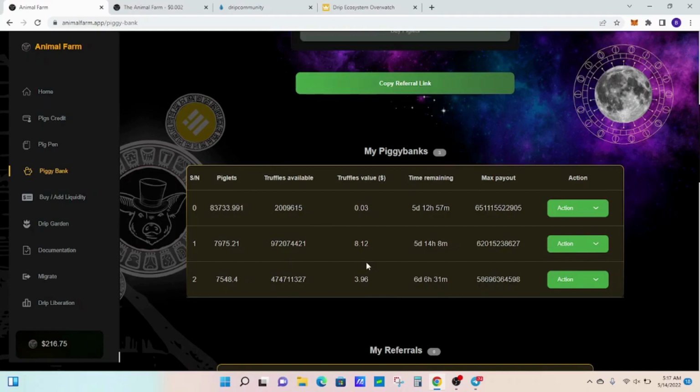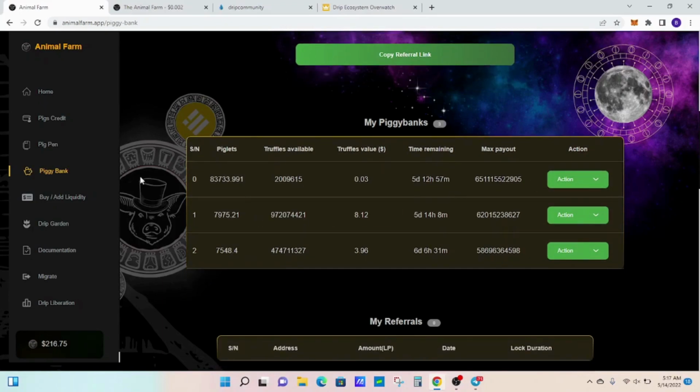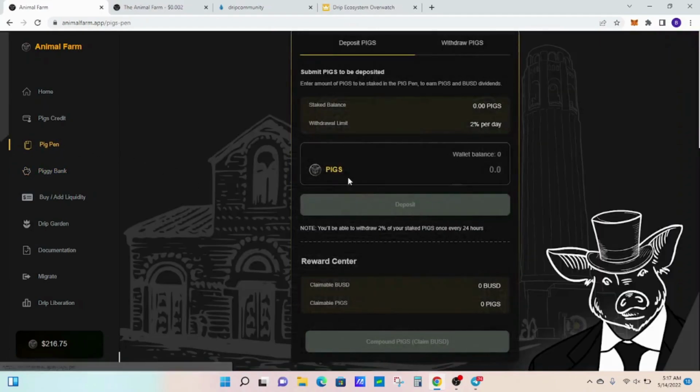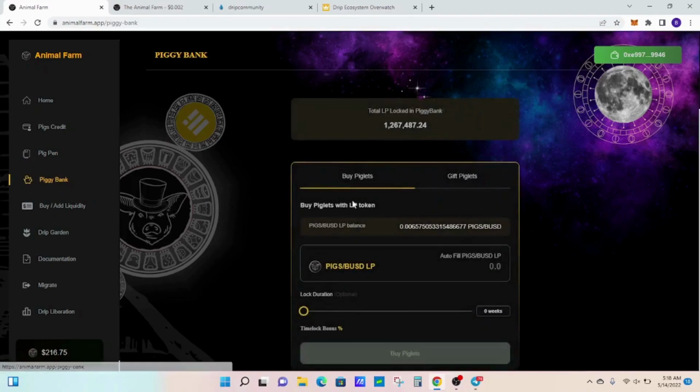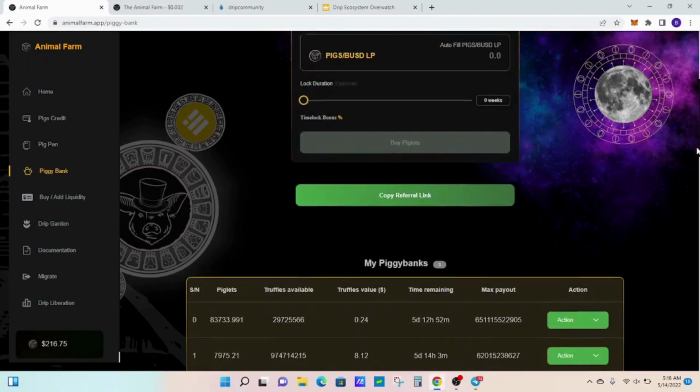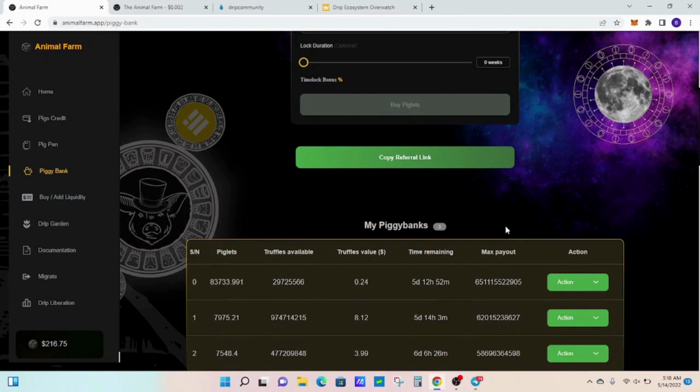I might do a 2 week one for one of them, just to lock in a little bit of a bonus, but at the same time have my money readily available in case I need to reallocate it to something else. I'm thinking I'm going to start feeding some money into the pig pen, because once we get the lottery on board and a lot of other things, there's going to be a lot of money flowing to the animal farm. That's something I'm looking forward to. Definitely just compounding for the piggy bank now.